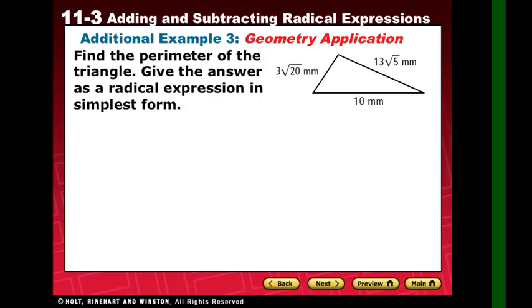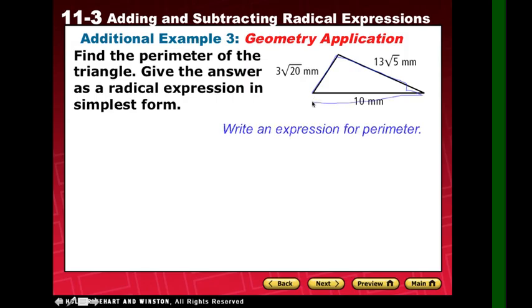So, now, I prepared, what do you call this? A real life example for this particular topic. So, find the perimeter of the triangle. Give the answer as a radical expression in simplest form. So, hanapin daw natin yung perimeter. Pag sabing perimeter, it is the addition of all the sides. So, i-add natin lahat ng sides na yan.